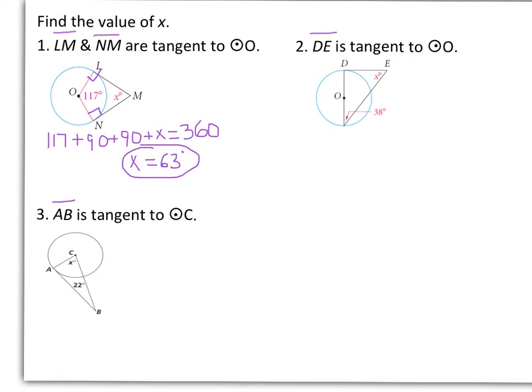Similarly in number 2, we're told line segment DE is tangent to circle O. So that means we have a right angle at D. Now the interior angles of a triangle add up to 180. So we can say 90 plus 38 plus x equals 180. And then subtracting our known angles from 180, we get that x equals 52 degrees.